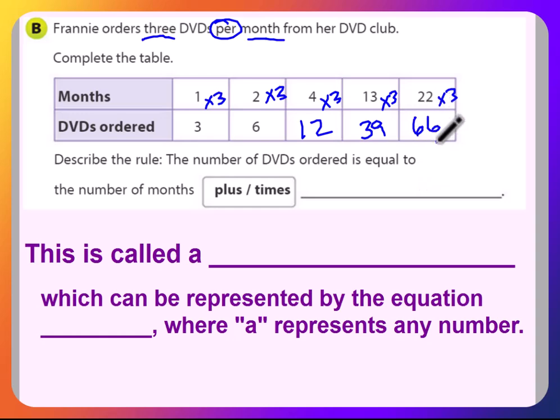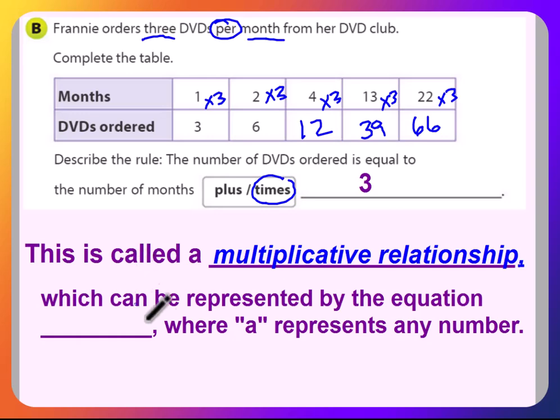So the rule is that the number of DVDs ordered is equal to the number of months times what? Times the 3. This is what we call a multiplicative relationship, which can be represented by the equation y equals ax, where a represents any number. So remember, this a is your coefficient. It can represent any number. We can multiply x by any number in the equation.